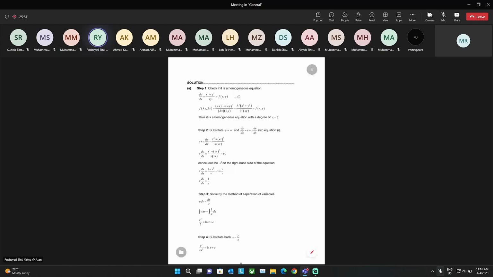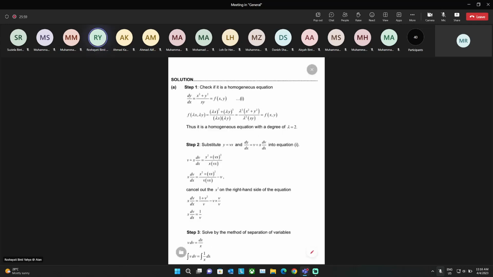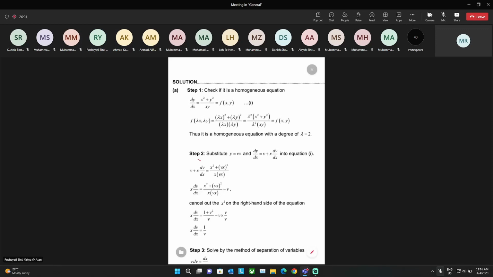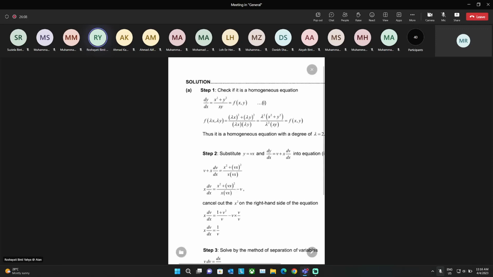Okay. The first one, you need to check whether the equation is homogeneous or non-homogeneous. Given in the question, this is the equation: dy/dx equal to (x squared plus y squared) over xy. This is f(x,y).